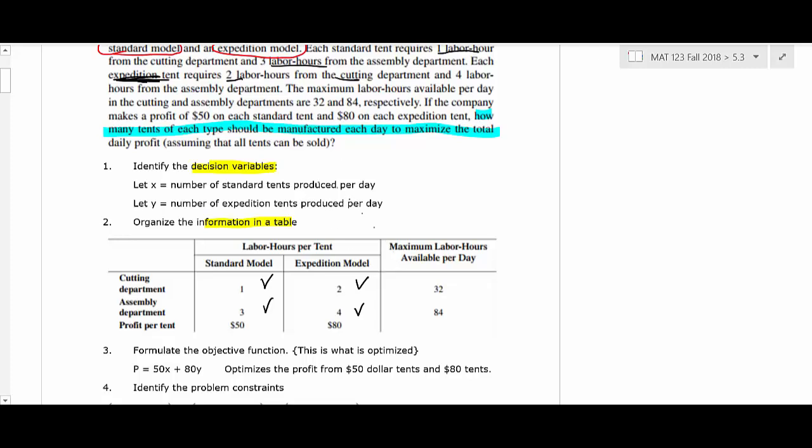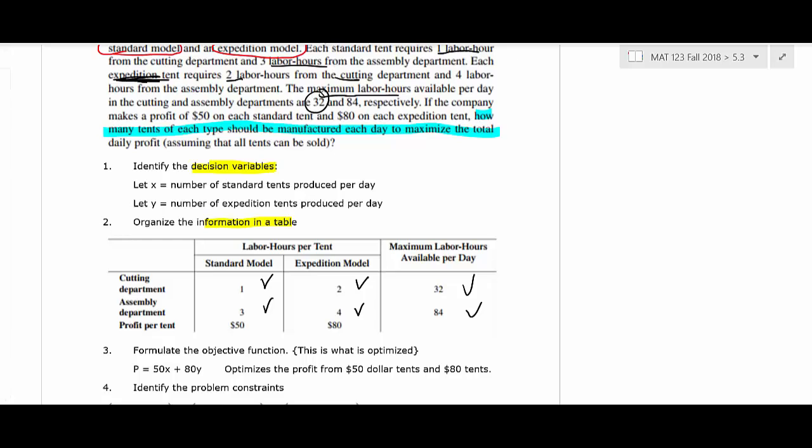And then there are usually what we call constraints, which is the labor hours. It says the maximum labor hours available is this. For cutting, there's 32 hours. And for the assembly, there's 84 hours. So see, there's kind of your inequality right there. You're going to have an equation for the cutting department, less than or equal to 32. Then you'll have an equation for the assembly, less than or equal to 84, like this.